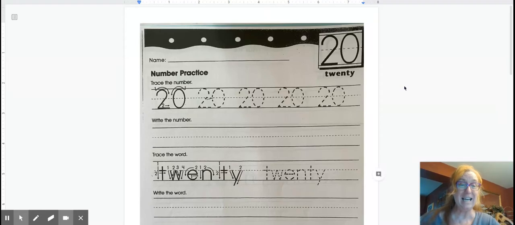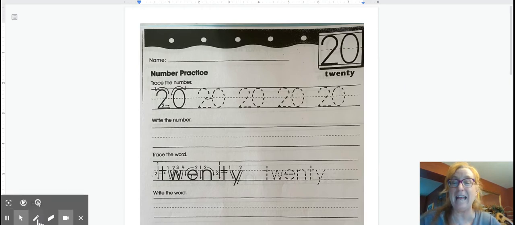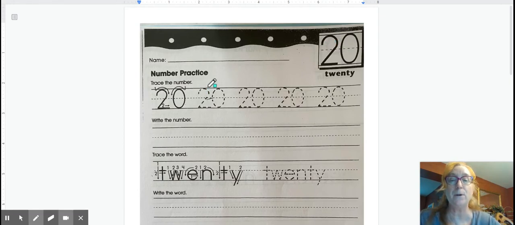Number practice 20. Review 20, the value of 20. Friends, we are at the end of our review. We are going to practice the number 20 today, and that is the last number in our number book.